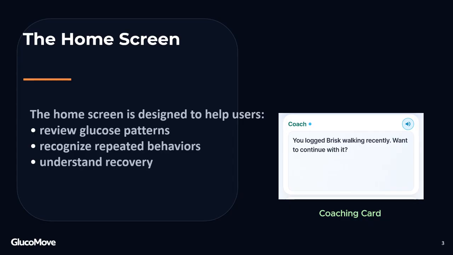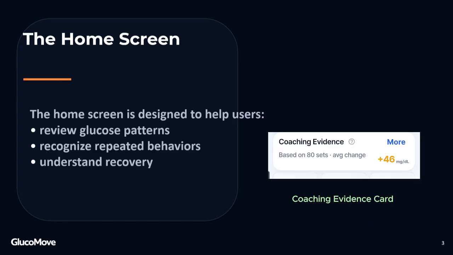Coaching cards provide input guidance, completed dataset notifications, medication reminders, and other context-related suggestions. Users can also press the speaker icon to hear coaching messages through voice guidance. The coaching evidence card displays the number of accumulated datasets and the average glucose change value associated with those datasets. By selecting View More, users can review detailed dataset information and related glucose patterns.